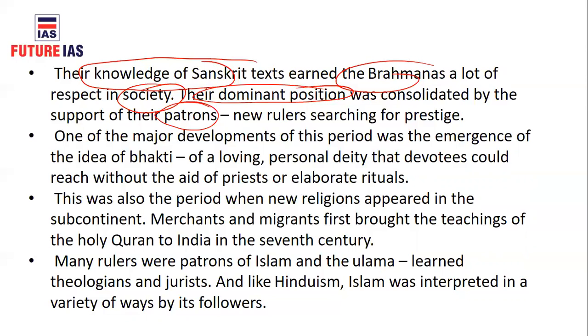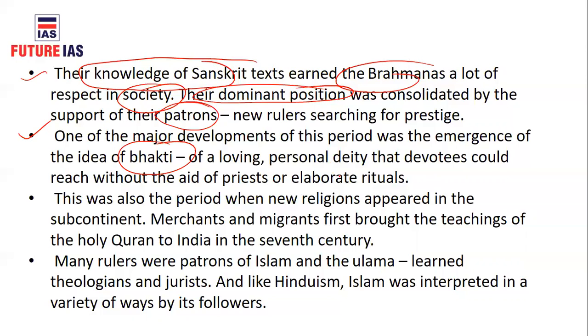And you must understand, one major phenomenon that occurred during that period was the emergence of bhakti. Bhakti is related to the personal deity, which a devotee could reach out to even without the aid of a priest or elaborate rituals. So in the bhakti movement, you don't need the aid of the priest, or the elaborate rituals; you need a personal deity, and the devotee could reach out even without the assistance of a priest.